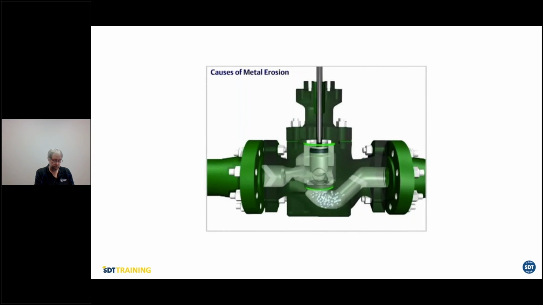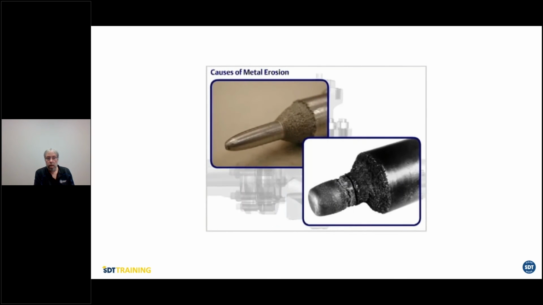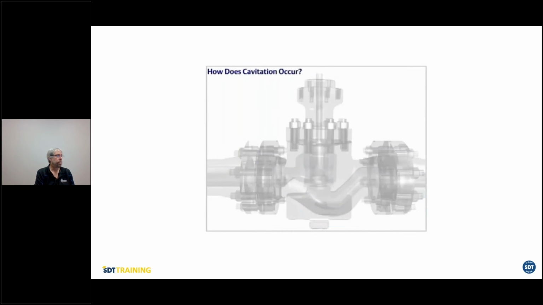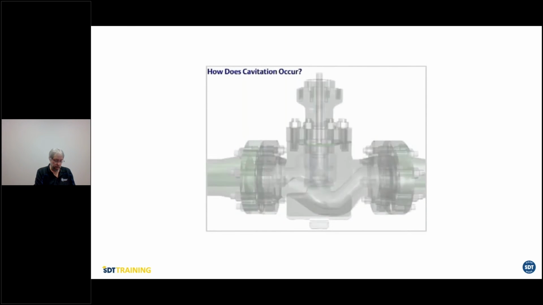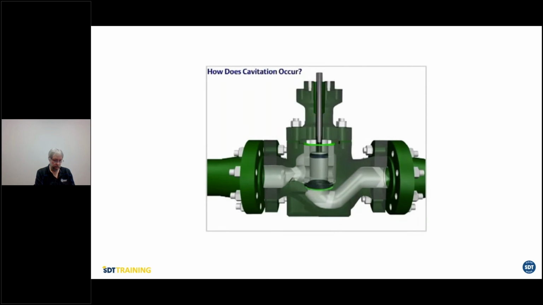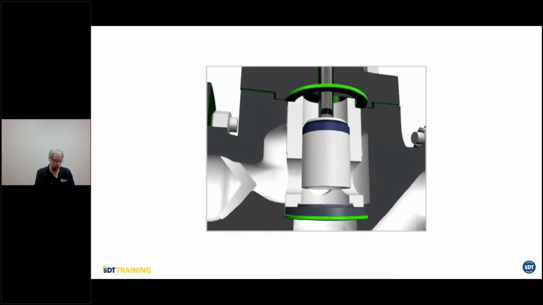Cavitation occurs when the fluid vaporizes, then returns to a liquid state as the pressure increases downline. The metal damage caused by cavitation is rough and irregular due to pitting of the surface. Cavitation is a major source of damage in control valves and other components. Cavitation occurs as a liquid passes through a restriction, such as a valve. The restriction causes the liquid's velocity to increase and its pressure to decrease. The point of maximum velocity and minimum pressure is called the vena contracta.